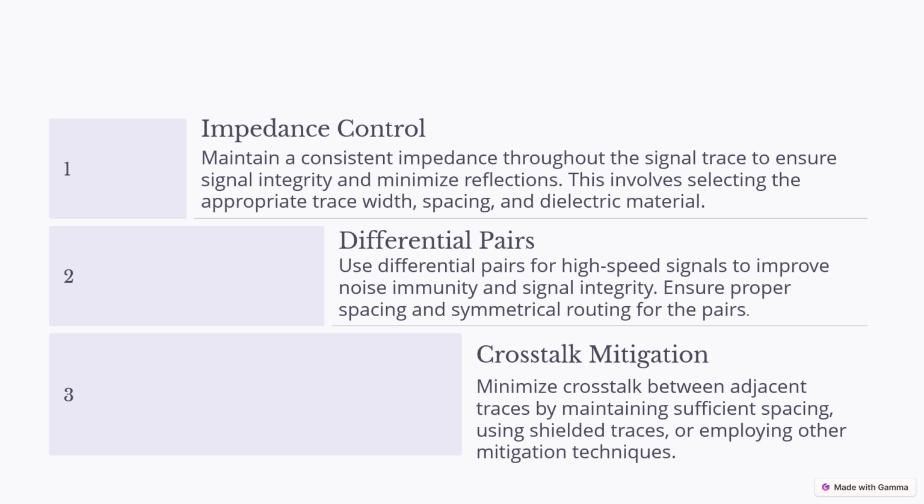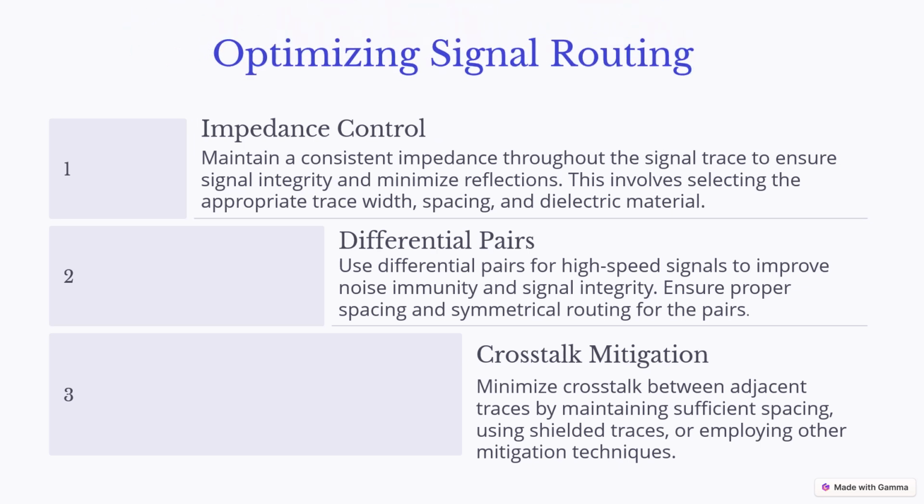Optimizing signal routing. Impedance control. Maintain a consistent impedance throughout the signal trace to ensure signal integrity and minimize reflections. This involves selecting the appropriate trace width, spacing and dielectric material. Differential pairs. Use differential pairs for high-speed signals to improve noise immunity and signal integrity.